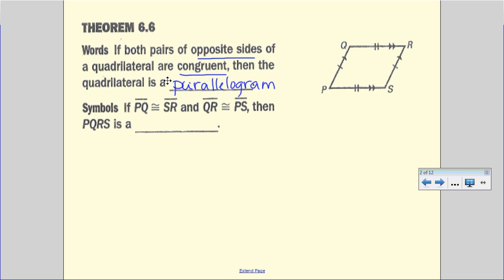then it's a parallelogram. So what that means in symbols is, if PQ is congruent to SR and QR is congruent to PS, so we see our congruency marks here, then PQRS is a parallelogram. All right, so that's what we're looking at, trying to identify which things are parallelograms.